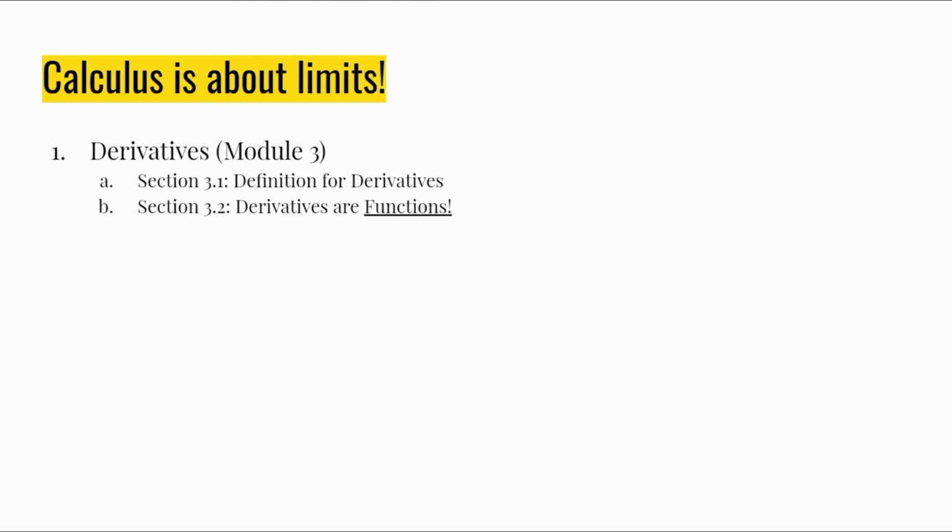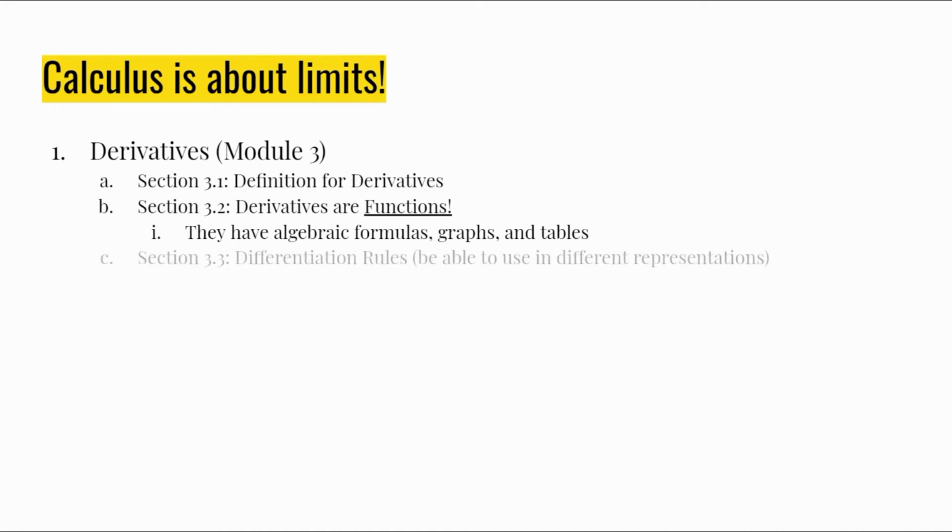But Section 3.2 takes us a little deeper into the concept to say that we can actually create functions out of that. At every point on a curve, every point on a function, there is a slope of a tangent line. And so there's a slope that corresponds to every point, and that makes the derivative a function itself. And so just like other kinds of functions, derivatives have algebraic formulas, they have graphs, and we can create tables out of them.